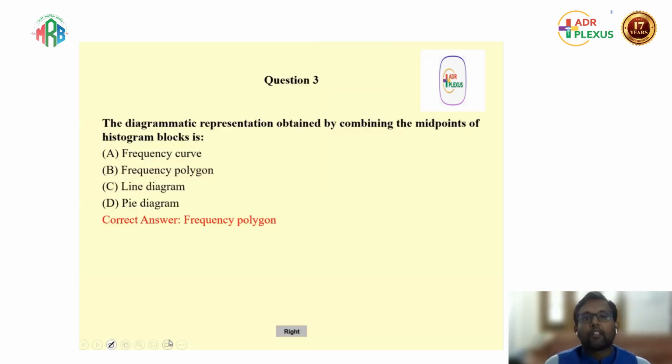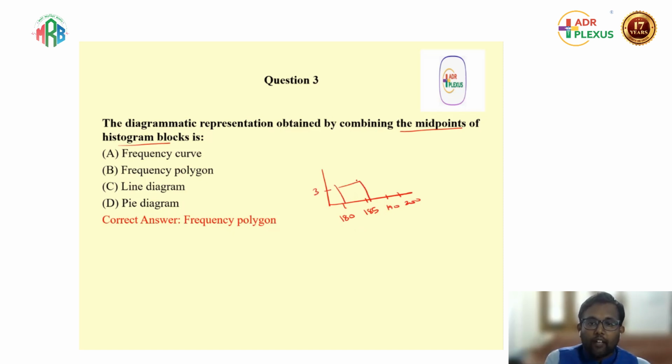Next question. The diagrammatic representation which is obtained by joining the midpoints of the histogram blocks. What is a histogram? We are taking a continuous variable, height. Height is a continuous variable. We are taking 4 or 5 actors. 3 actors have height between 180 to 185, 2 actors have height between 185 to 190, and 4 actors have height between 190 to 200. This is called a histogram. There is no gap between the bars.